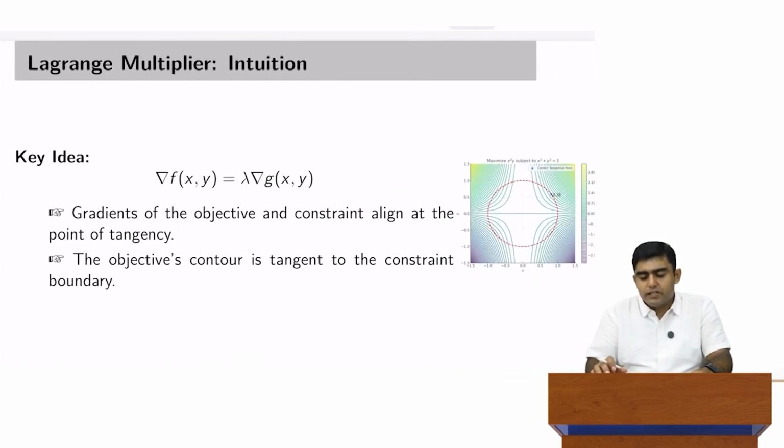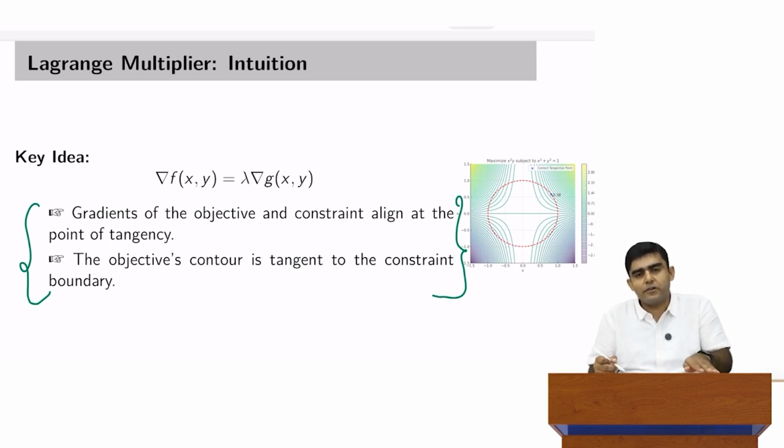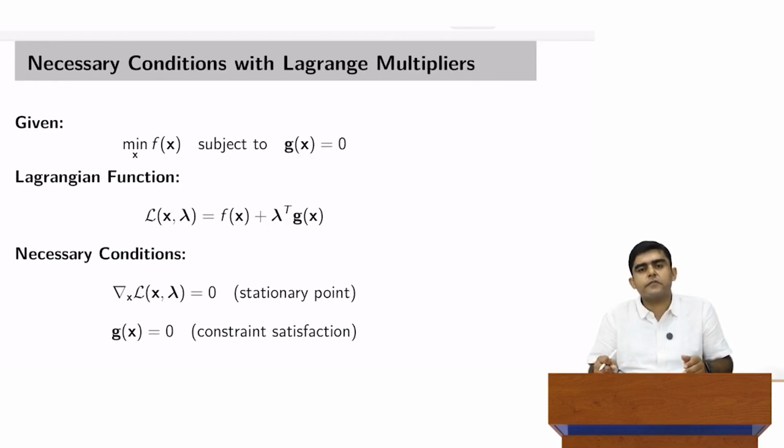So, if this intuition is clear to you, that gradients of the objective and constraint align at the point of tangency and the objective's contour is tangent to the constraint boundary, Lagrange multipliers become a much easier concept to deal with in optimization, in various concepts of data science and machine learning, as well as linear programming problems. This intuition that you will always have optimal points or critical points at points of tangency has been used to derive multiple interesting results that we will talk about subsequently in our discussions.